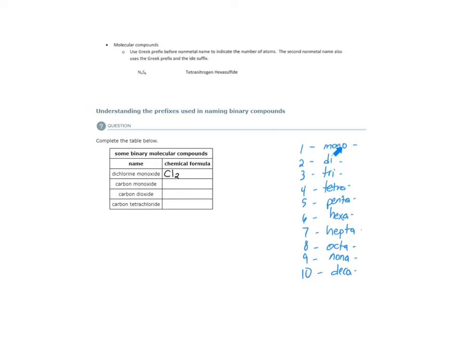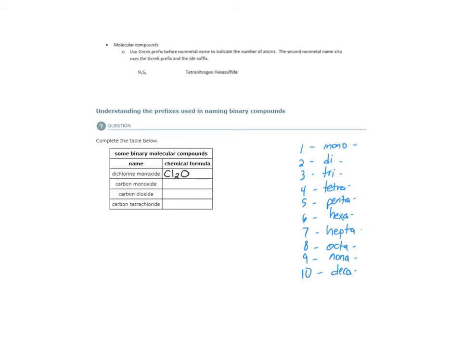Now, the ending for mono, that O, was dropped because oxide starts with a vowel, so we dropped it to prevent doubling up. So this would read monoxide instead of monooxide. But nevertheless, we have oxygen. Mono is the prefix used, so this would be Cl2O. There's a 1 there, but we don't have to write that. Okay, so there is our chemical formula for dichlorine monoxide.